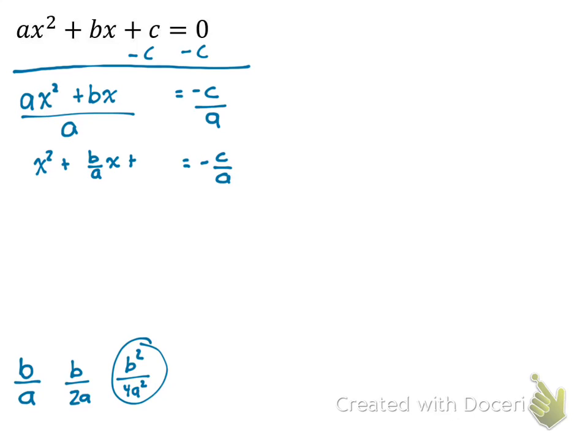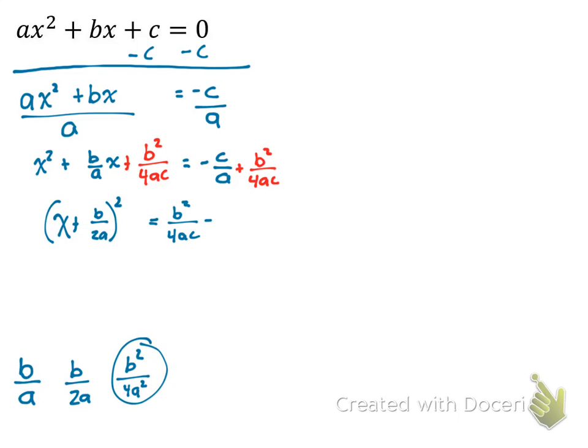So we're going to add it right here, plus, I'll use a different color so you can see it, plus b squared over 4ac, and we're adding this to both sides. Okay. When we do that now, the left side's a perfect square trinomial, so we got x plus b over 2a squared is equal to b squared over 4ac minus c over a.